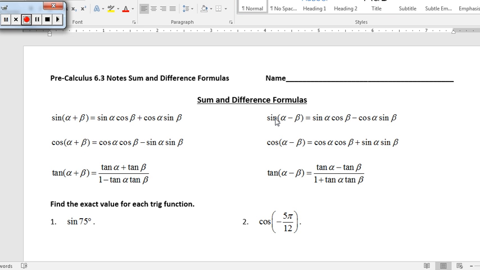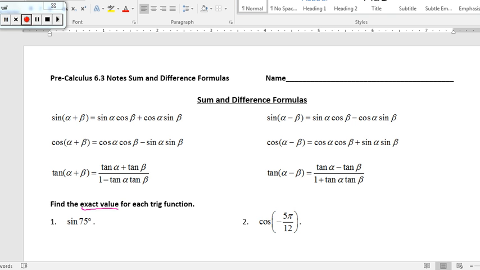The important part here is that we are looking for exact values, so we're going to be getting some crazy looking radicals as we go through these. Good news is though, guys, we will be getting a formula sheet with us during the assessment for the sum and difference and the rest of the formulas in the next unit as well.